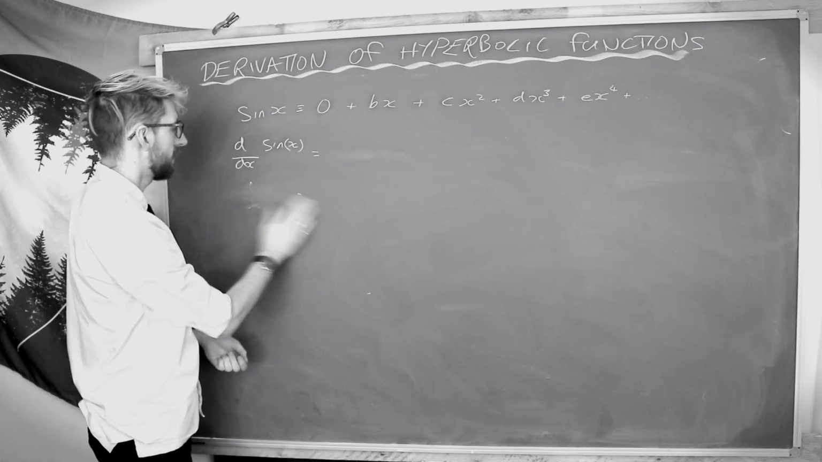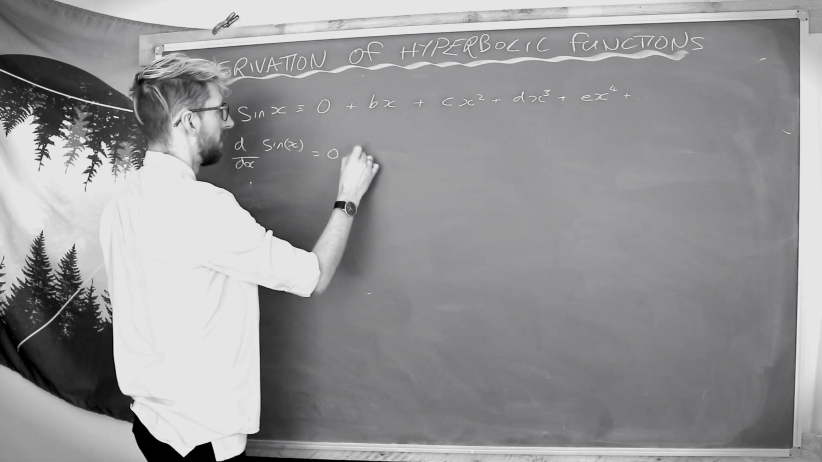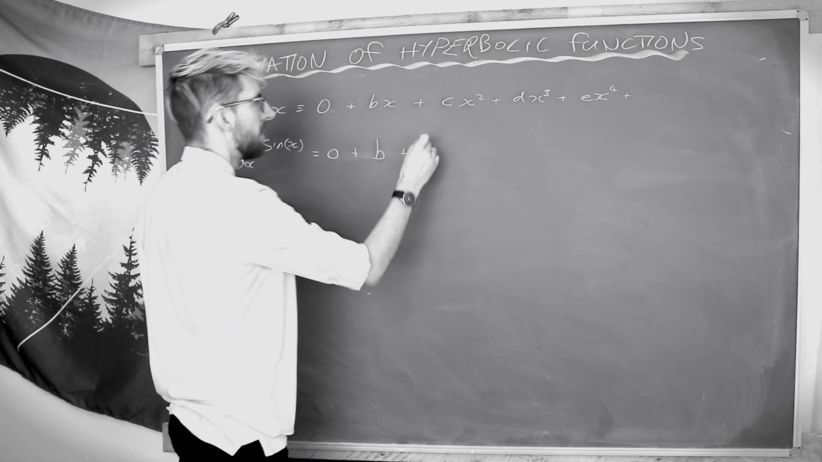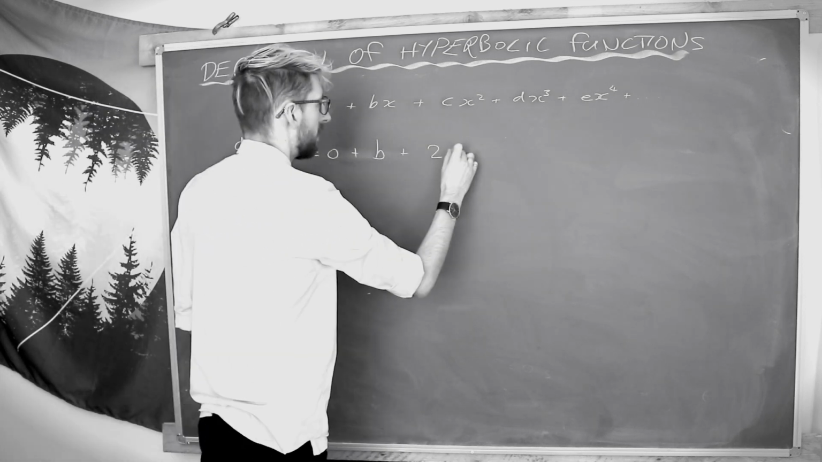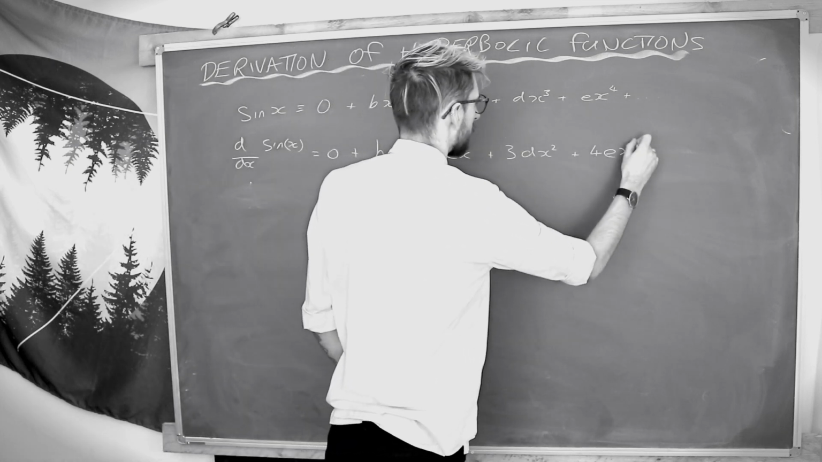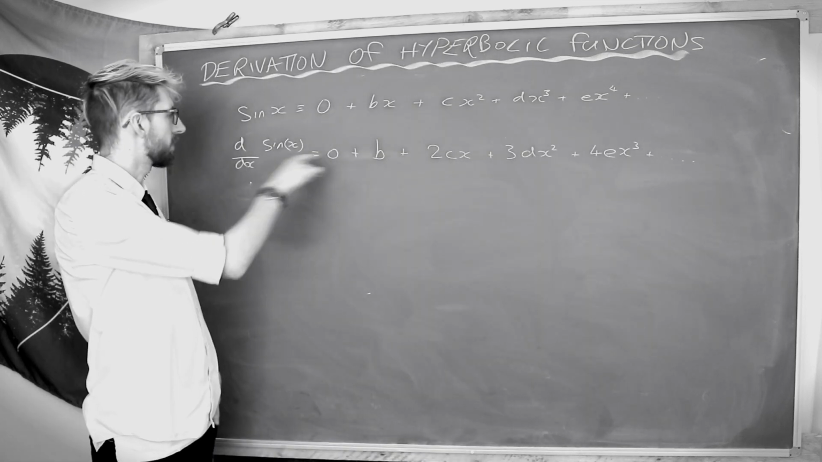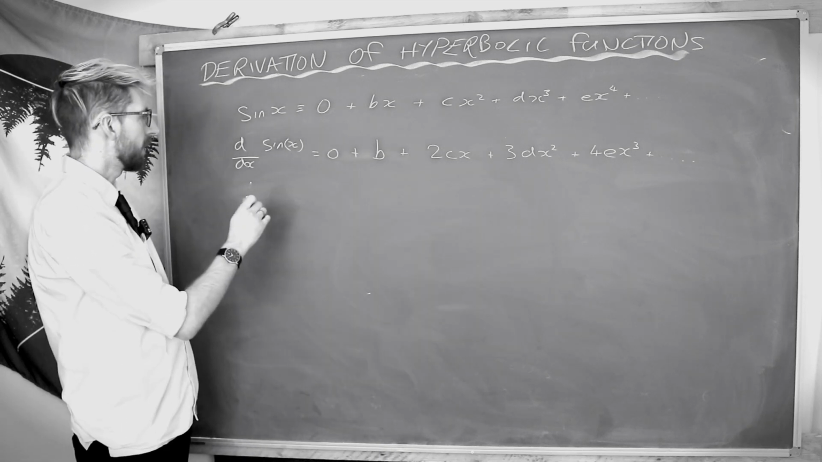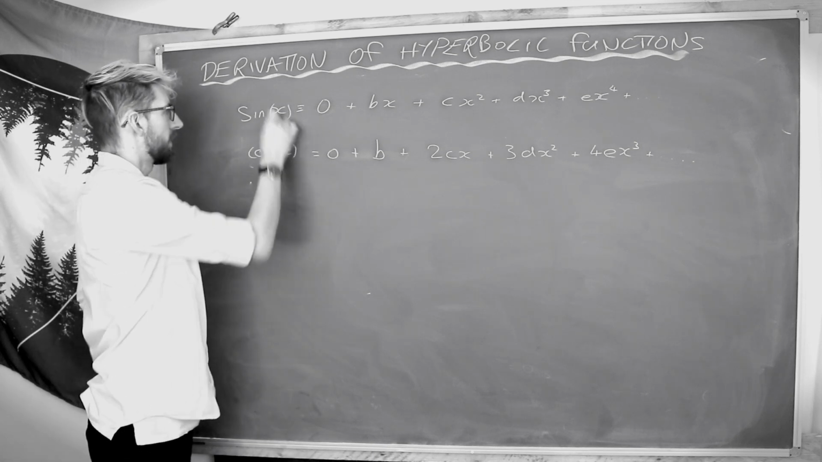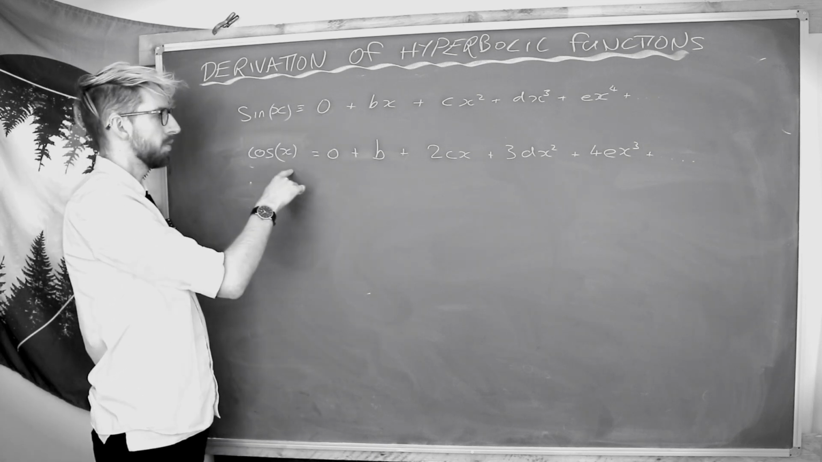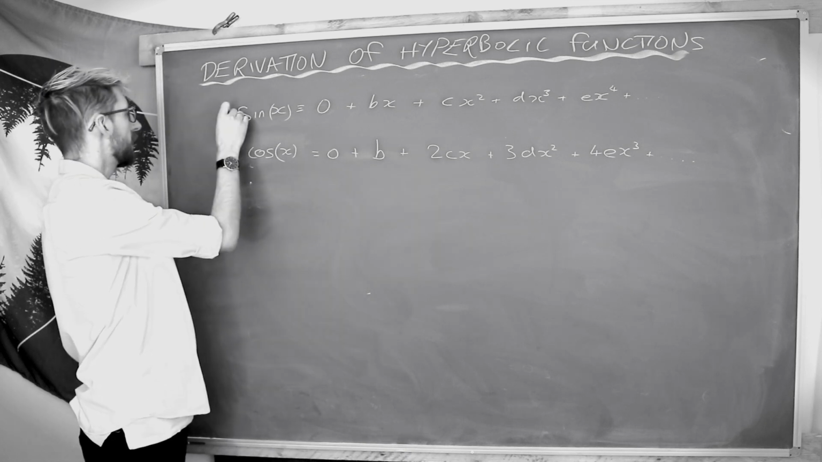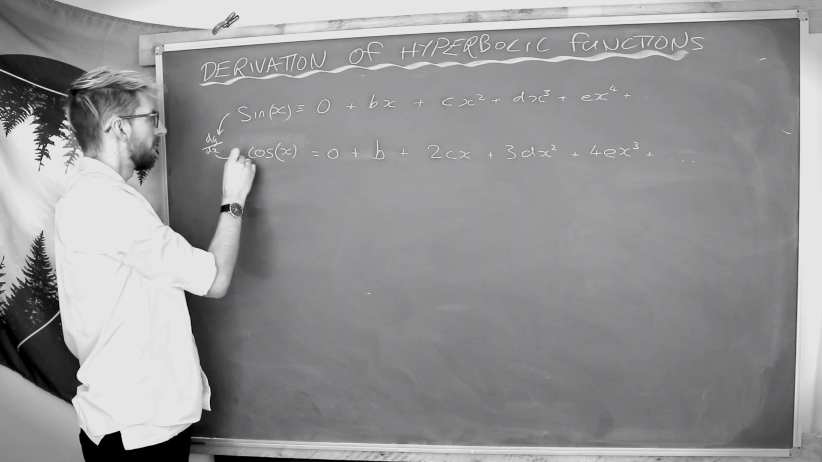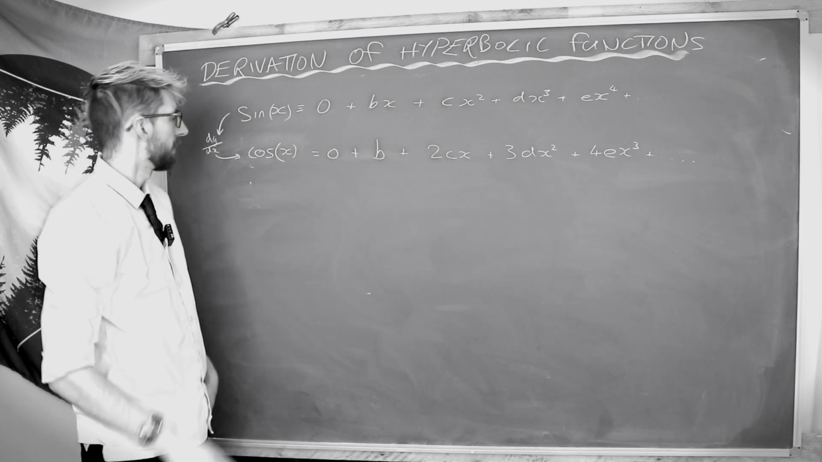Let's just remove all these. Differentiate bx, you get b. Differentiate cx squared. So what I've done is I've just gone through and differentiated each bit. So that now means we've got cos x equals all of this. So this step, going from there to there, we just differentiated everything.